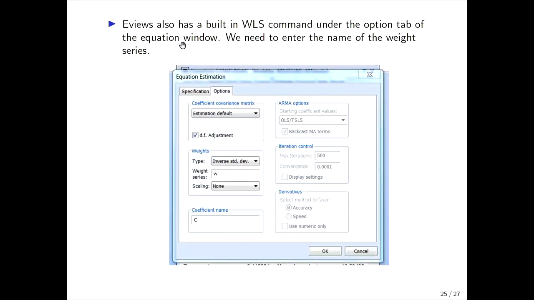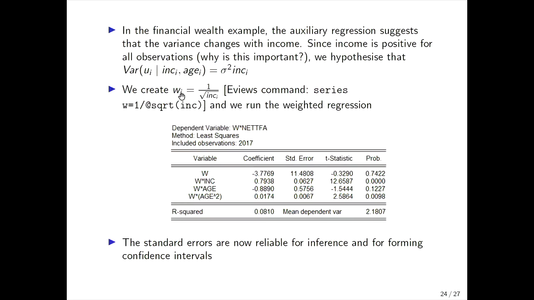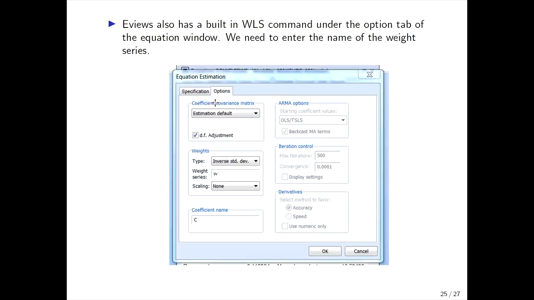So here's the thing: EViews has a built-in weighted least squares command. You click on the options tab, and in this weights window, you choose inverse standard deviation, because here our W variable is the inverse of the standard deviation of income. And then you have to tell EViews what the weight variable is. So the weight variable is W.